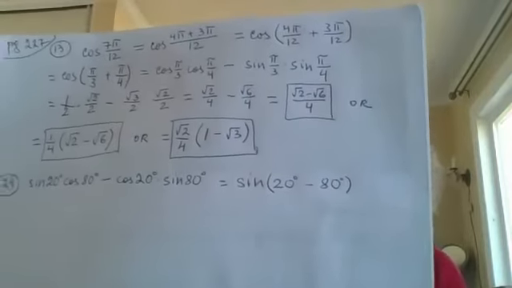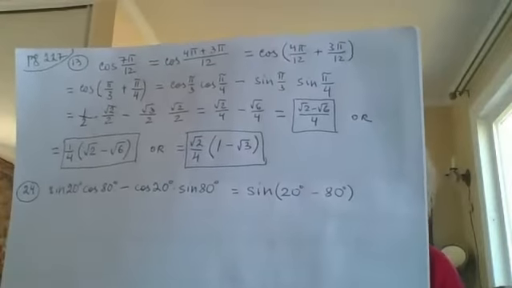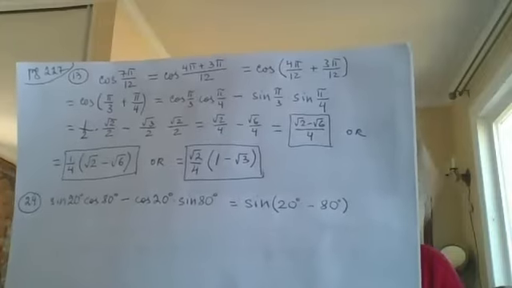So this is why I'm going to replace that difference of two products by the sine of alpha minus beta, where alpha is 20 degrees angle and beta is 80 degrees angle. And look what I'm getting. I'm getting sine of 20 degrees minus 80 degrees, which equals to sine of negative 60 degrees.